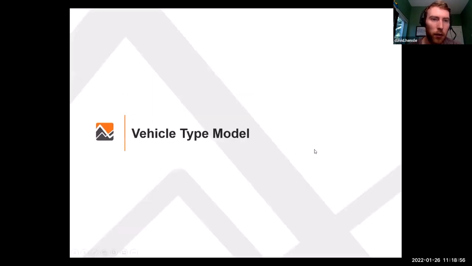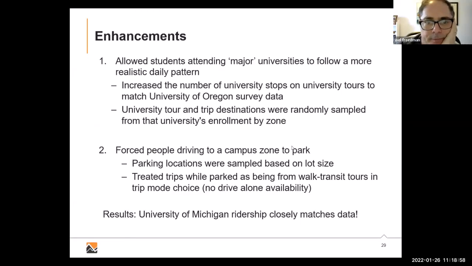And then the other thing that we did was change the tour and trip destinations, and we randomly sampled it from that university's enrollment. So what this did was allow people that lived in the North Campus to have classes that were in the southern part of the campus and vice versa.